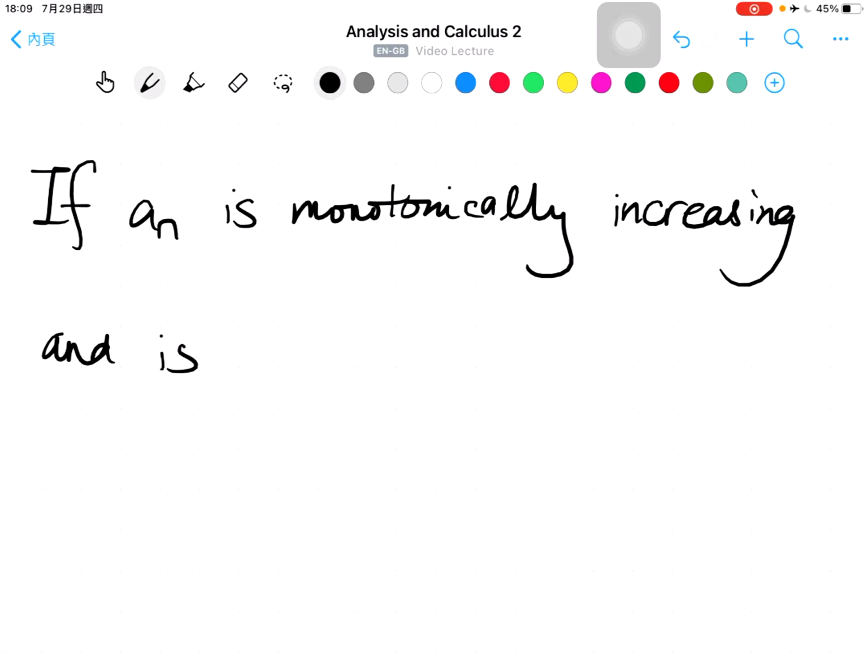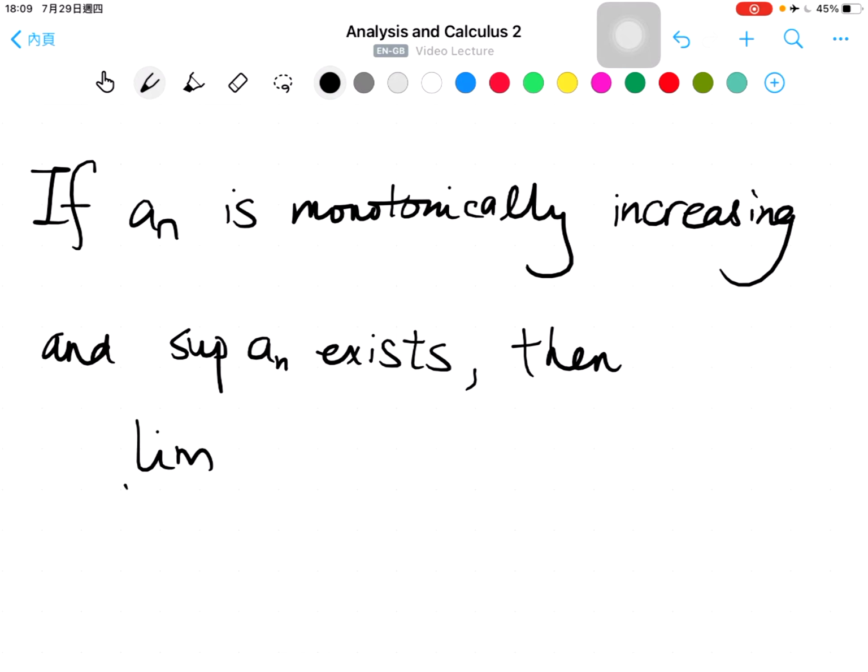So I'm going to rewrite here. And the supremum of an exists, then, now interestingly, I'm not just going to say that the limit of an exists, but instead, the limit as n approaches infinity of the sequence an is exactly going to equal the supremum of an.